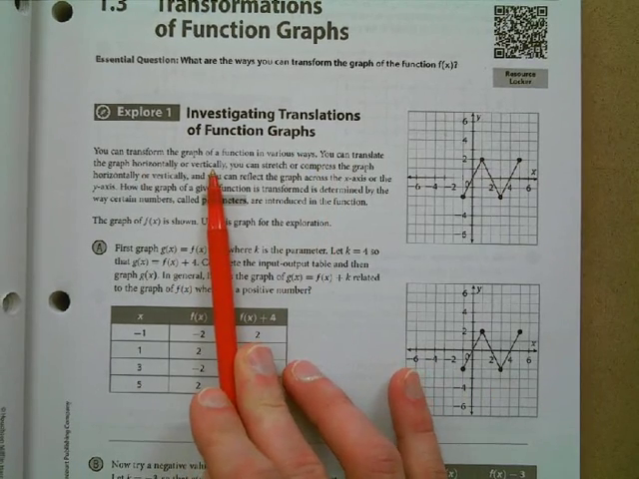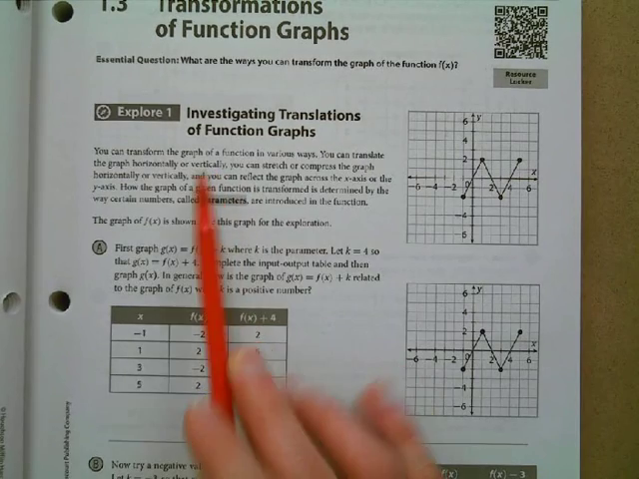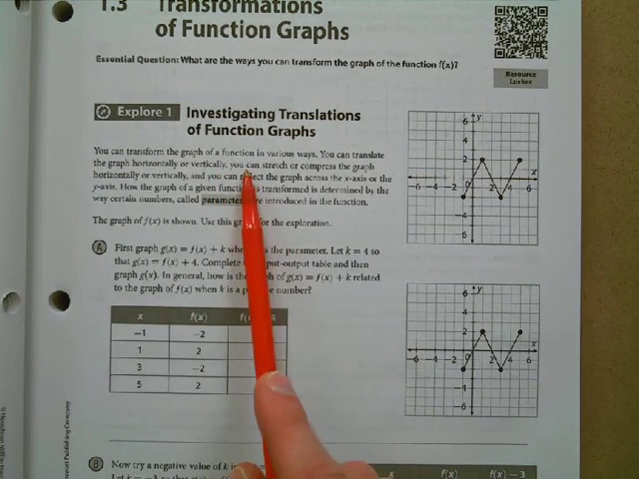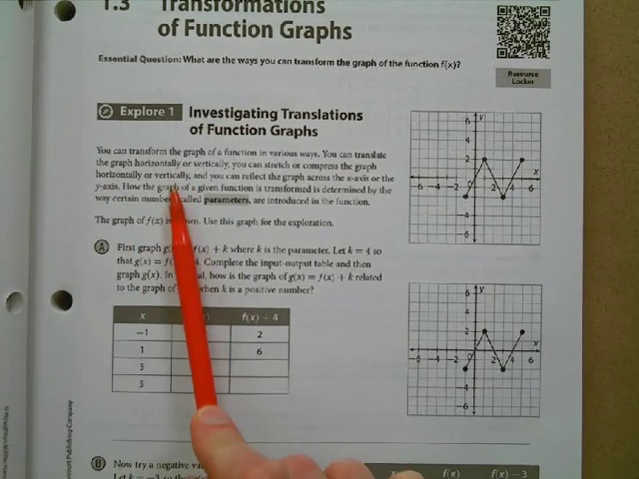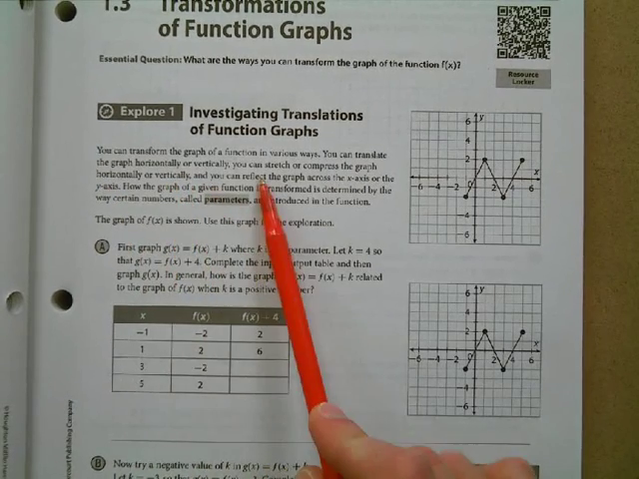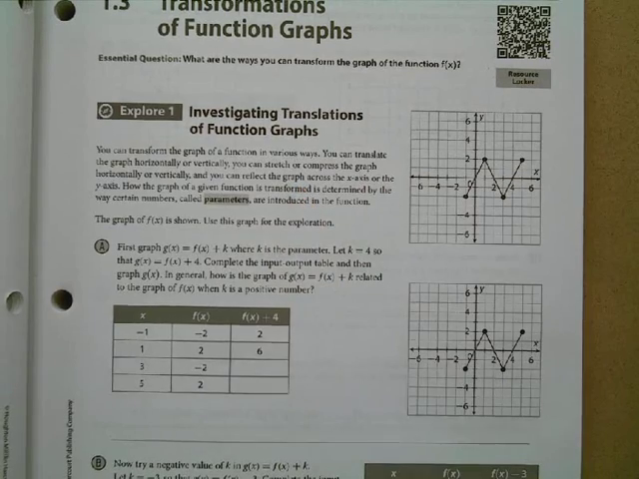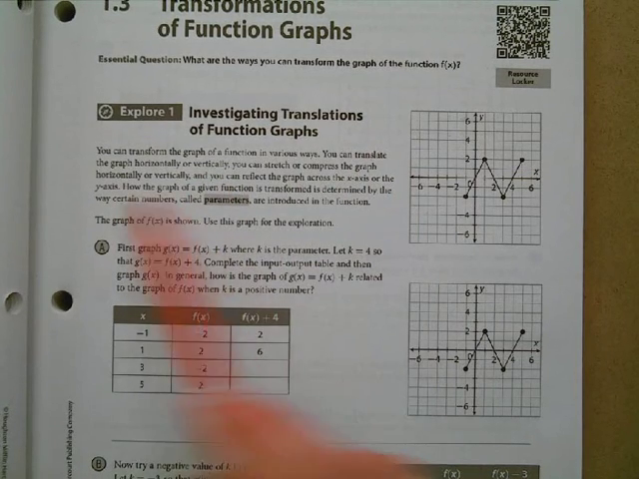And you can stretch or compress the graph horizontally or vertically. That's also sometimes called a dilation, right? And you can reflect the graph across the x-axis or the y-axis. Today we're going to focus just on the translations, and then tomorrow we'll look at the other stuff if we have time after the quiz. We'll see. How the graph of a given function is transformed is determined by the way certain numbers called parameters are introduced in the function.